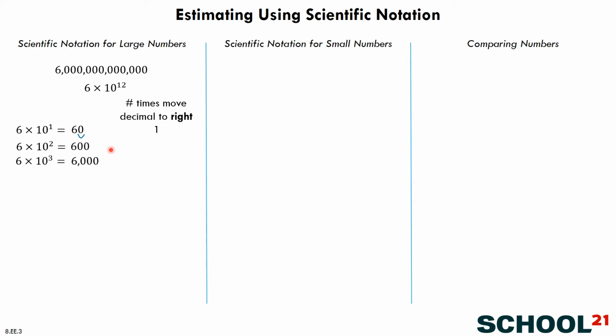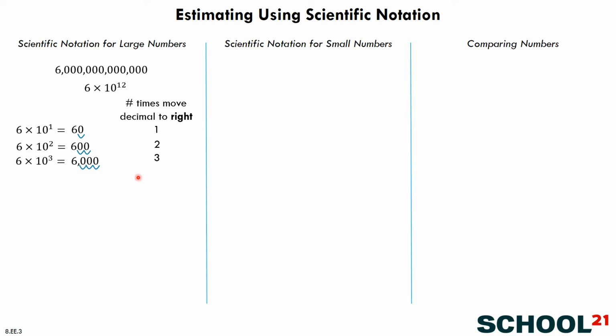Okay? Now, how about with this number here, with the 600? From 6 to 600, how many times does it move? 2 times. 2 times, okay? There it goes, bump, bump, so that's 2 times. How about down here? How many times does it move? 3 times. Yep, okay, so it's 3 times.